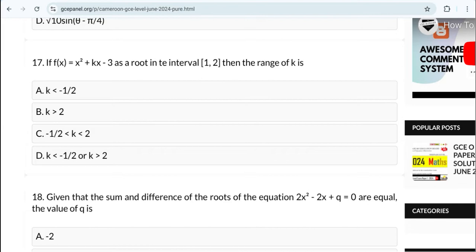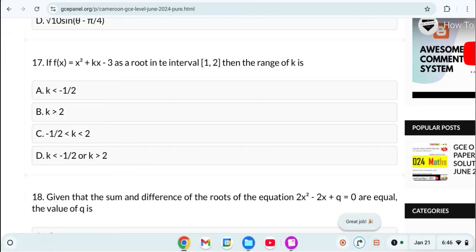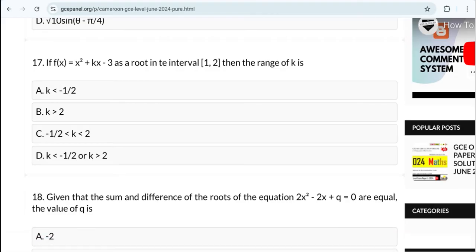So if f of x equals x squared plus kx minus 3 has a root in the interval 1, 2, then the range of k is... Yeah, many students had the problem with this question. So here, if there is a root in the interval 1, 2, then we can use the intermediate value theorem to find this root. A root exists if f of a times f of b is less than 0. So we are going to get f of 1 times f of 2 here, and that should be less than 0, and then we're going to get the value of k.